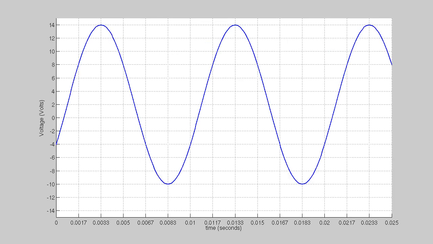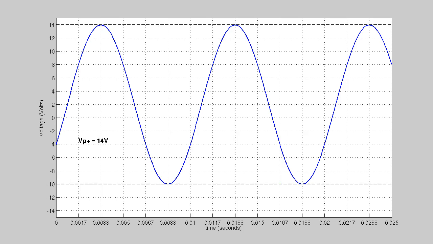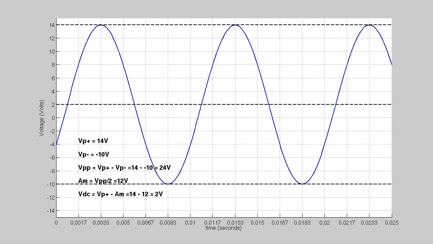Here's a wave. We'll start off by finding the positive peak voltage, in this case 14 volts, the negative peak voltage, minus 10 volts, and with these two we can find the peak to peak voltage, positive peak minus negative peak, 14 minus minus 10, 24 volts. From the peak to peak voltage we can find the amplitude, simply peak to peak on 2, 12 volts.